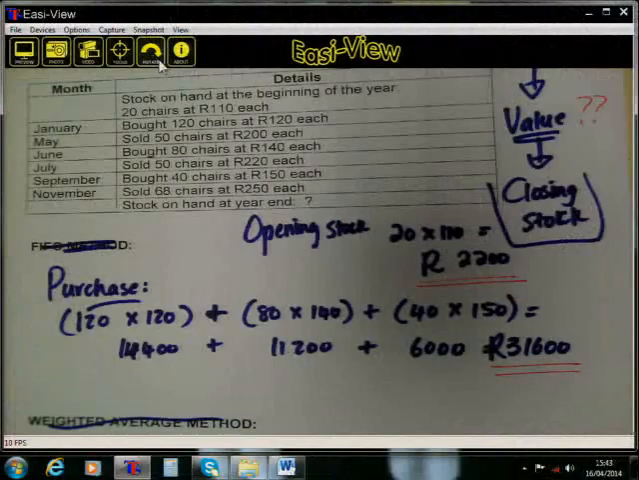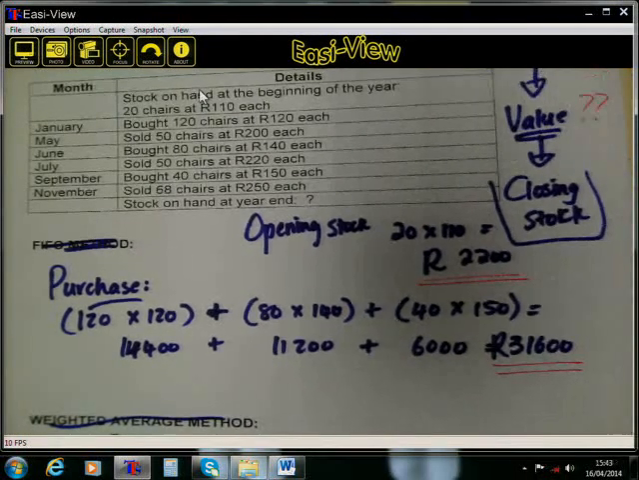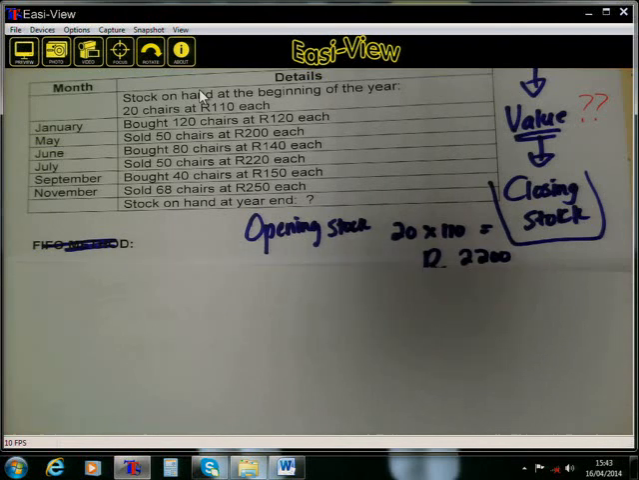We still only have the sales. We've got the opening stock, we've got the purchases, and we are looking for the closing stock. We are looking for the value of the closing stock. Okay, what I'm going to do is take another piece of paper and show you what we are going to do.